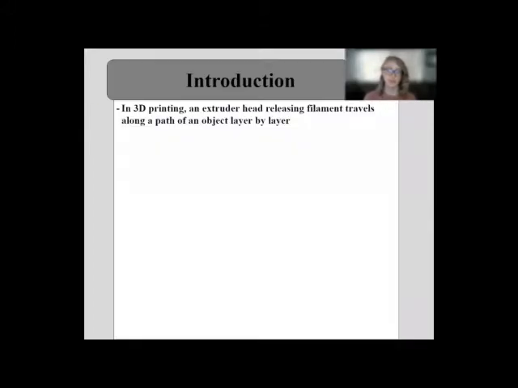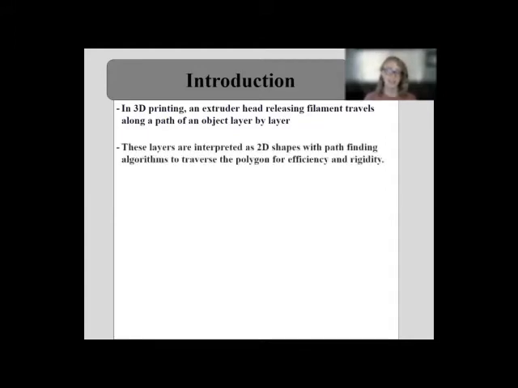So what does 3D printing have to do with our problem? Well, first we have to discuss what 3D printing is. In 3D printing, we have an extruder head releasing some type of filament, like plastic, metal, or concrete, that travels along the path of an object layer by layer. These layers are interpreted as 2D shapes with pathfinding algorithms to traverse the polygon for efficiency and rigidity.